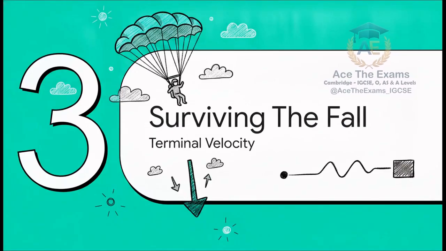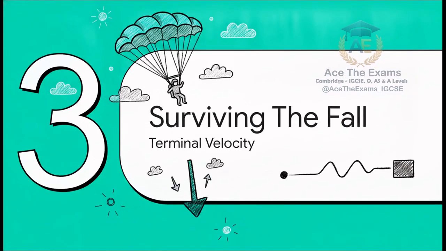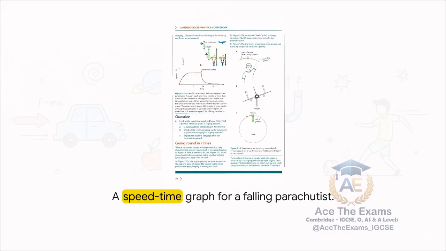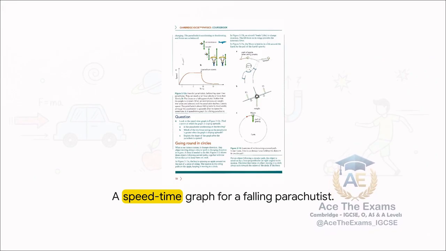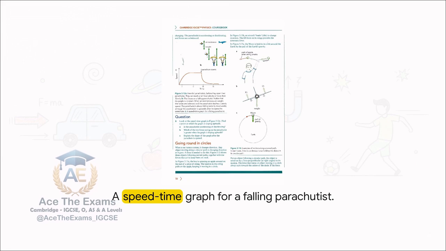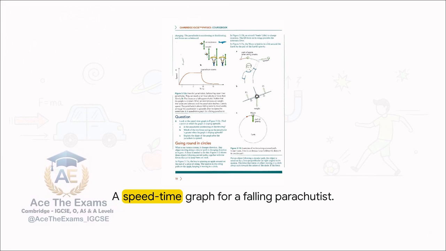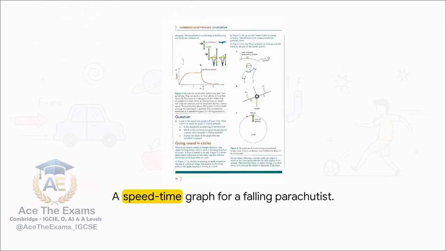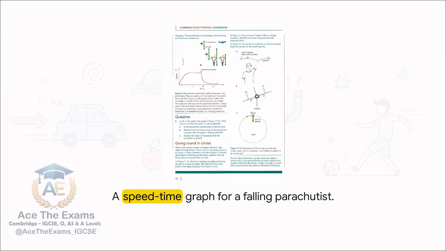Moving on to Section 3, Surviving the Fall. We're looking at terminal velocity and air resistance. Now, I want to do a little 60-second visual data scan challenge with you. Look at this speed-time graph. It visually maps the exact second-by-second physics of a falling parachutist. We are going to do a live transformation of a bad answer here. Let's say the exam asks: explain the motion of the parachutist before the parachute opens when reaching maximum speed.